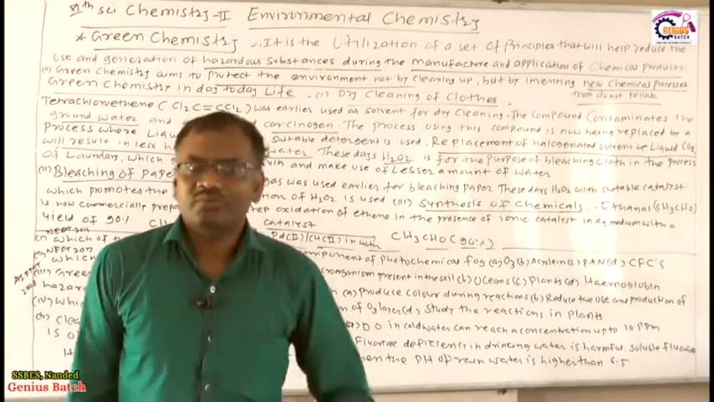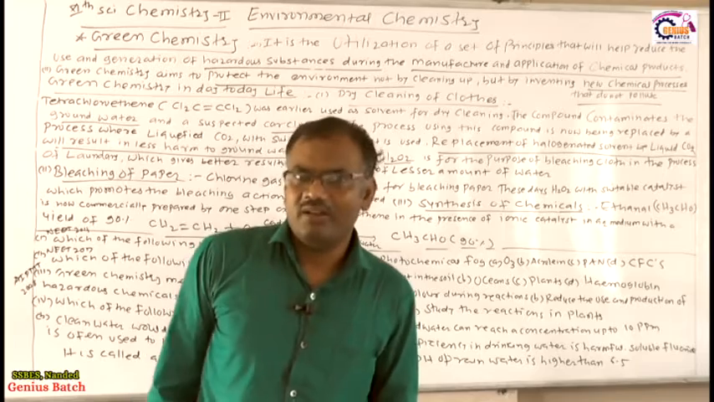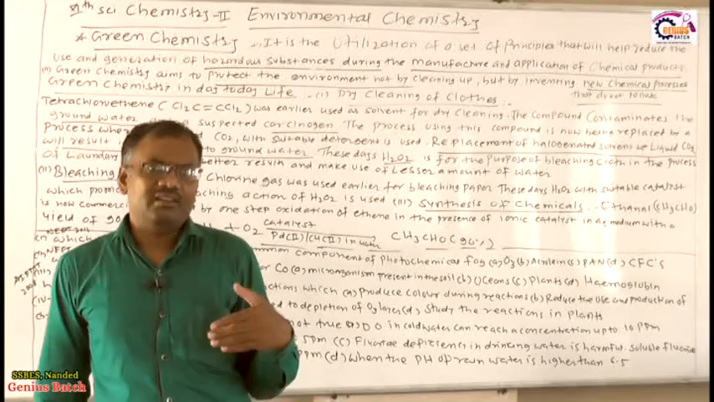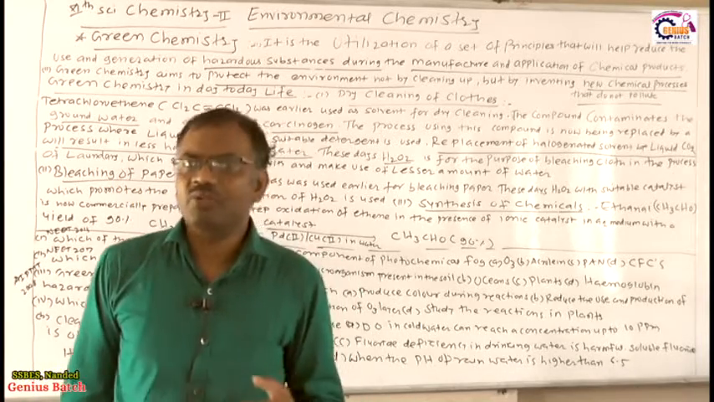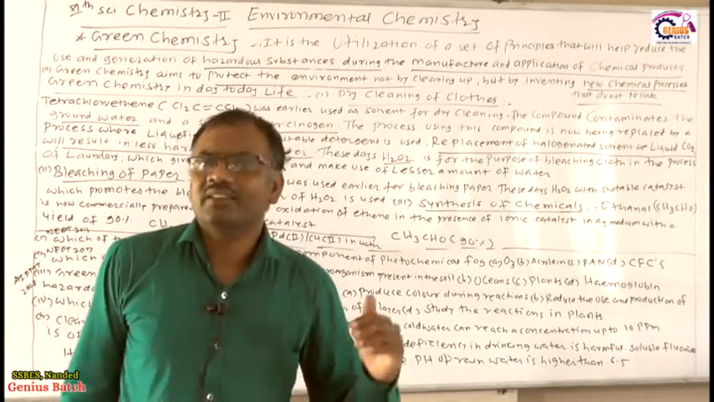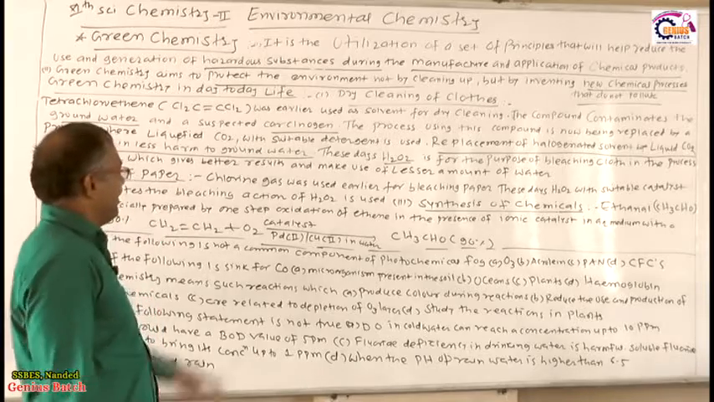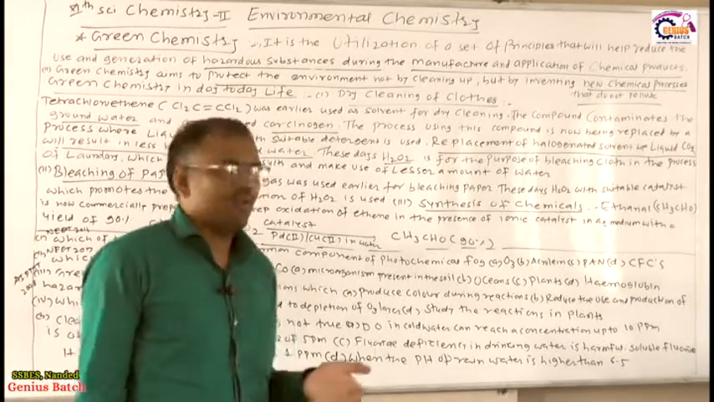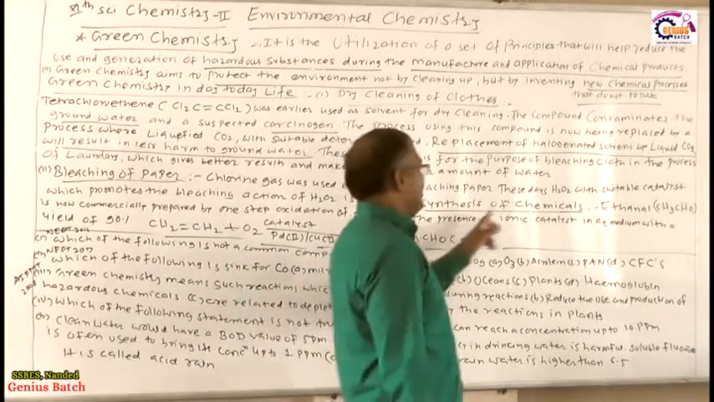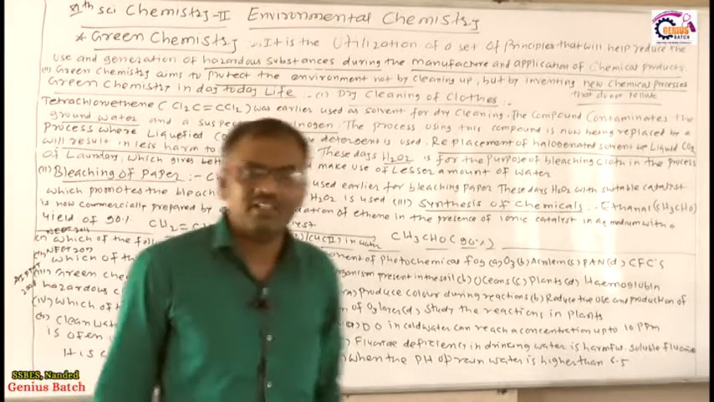So before this, 15 years ago, from 1995 to 2005, up to 2005 we used chlorine gas for bleaching paper. But nowadays we use H2O2 with a suitable catalyst, which promotes the bleaching action of the H2O2.